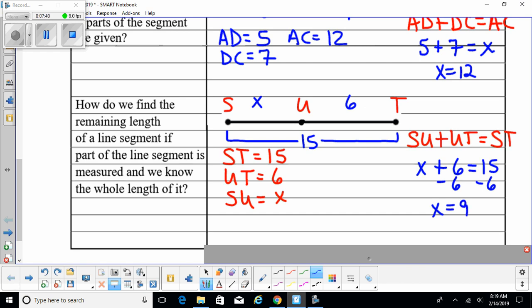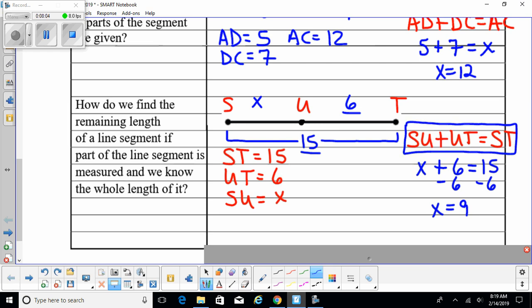Now, some of you might have looked at this and said, yeah, it's 9. You just knew it because you can intuitively see this, okay? But here's the problem. It's not always going to be a pretty number 15 and a pretty number 6. Very likely you're going to see representations with X's for each of those pieces and parts. So the setup here is really important as we progress through the unit.